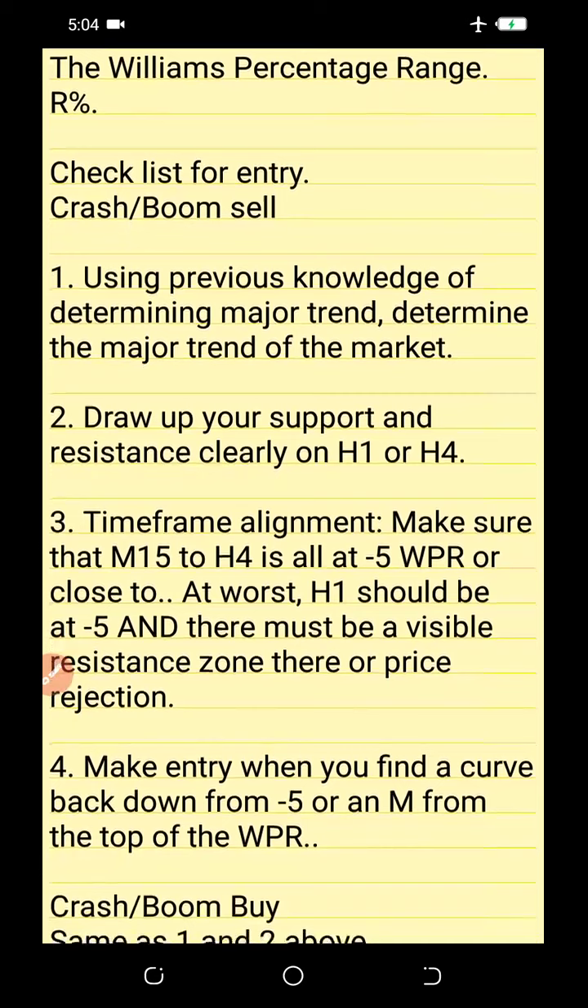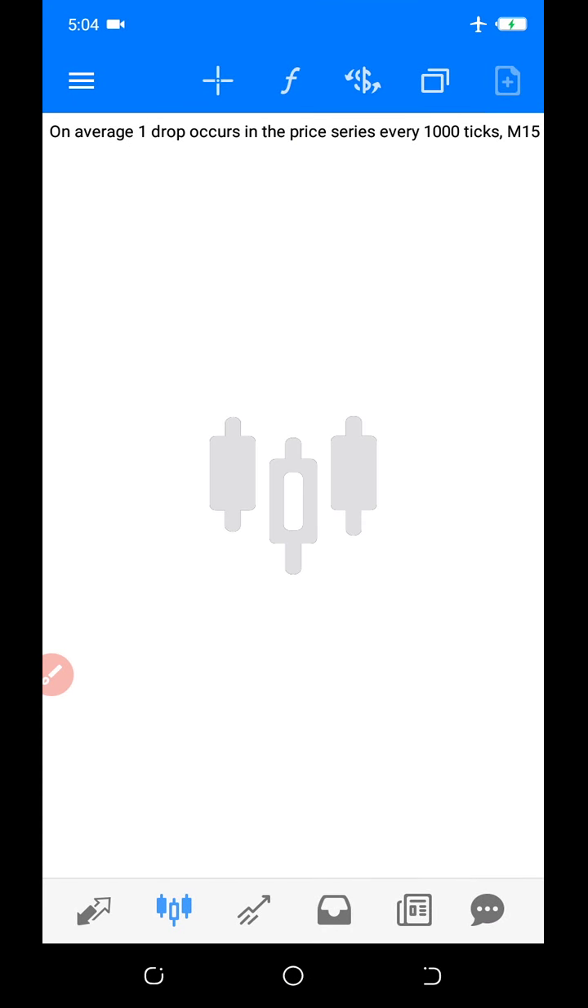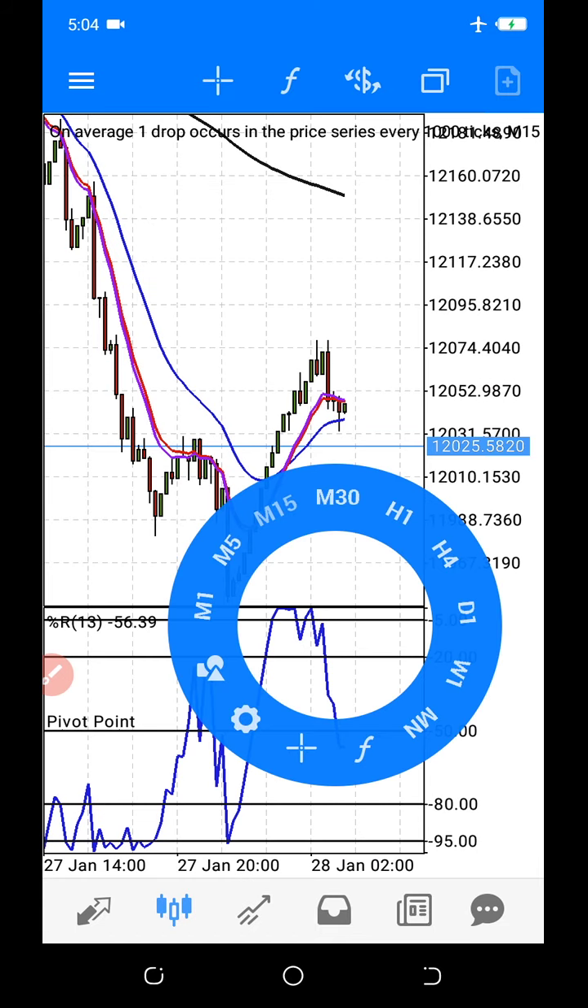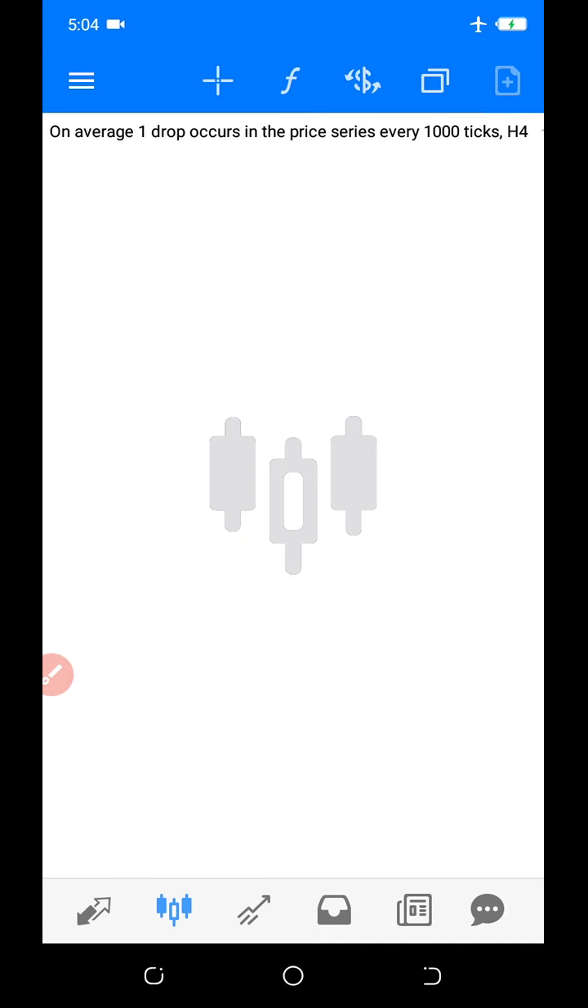Make sure that M15 to H4 is all at -5 Williams percentage range. Let's go back there. So let's go to M15. But first and foremost, we're going to draw support and resistance. So let's come to H1 and see if we can spot resistance and support.